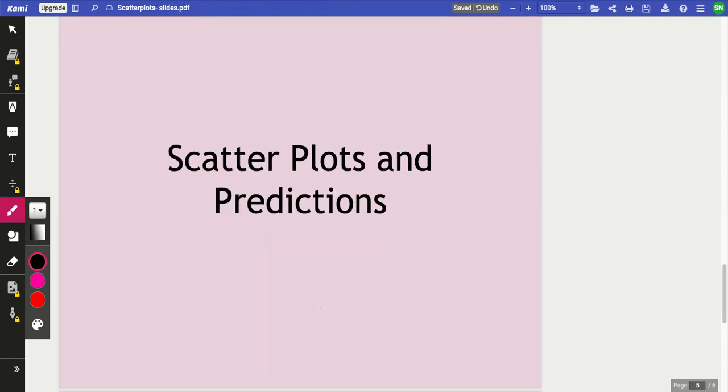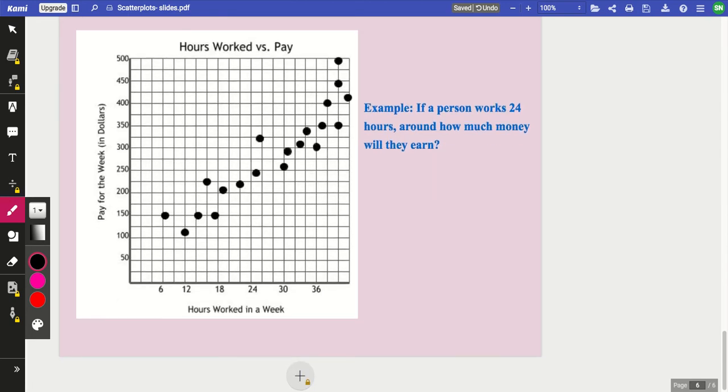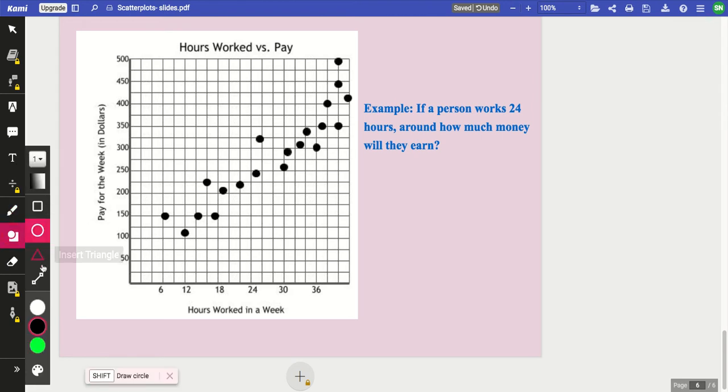Another thing we can do with scatter plots is make predictions based on them. So, for example, we have a scatter plot with the hours worked in a week versus the pay for the week in dollars. So, first things first, I want to go ahead and draw a trend line. I'm going to just draw a line that kind of goes through the middle of the points. It follows the general trend.